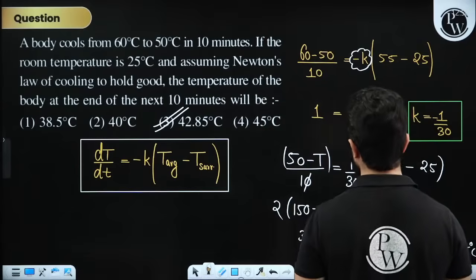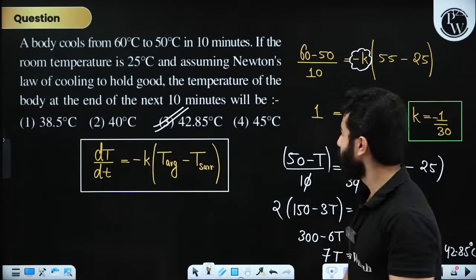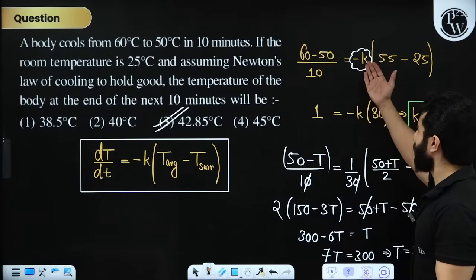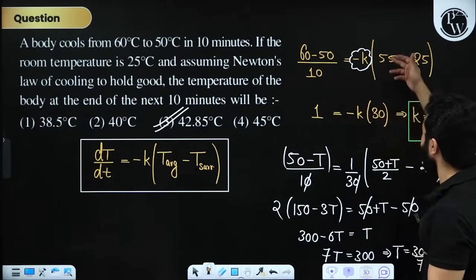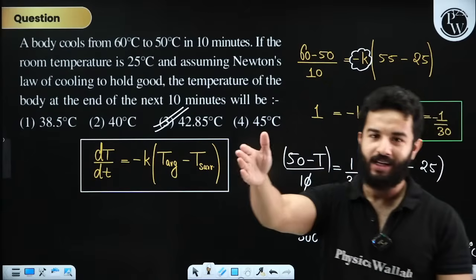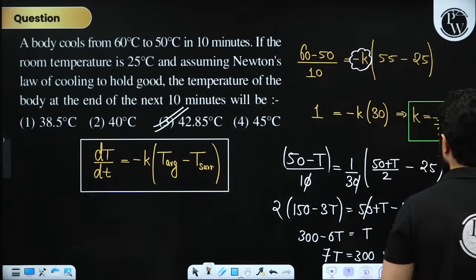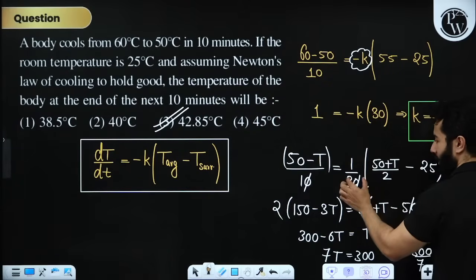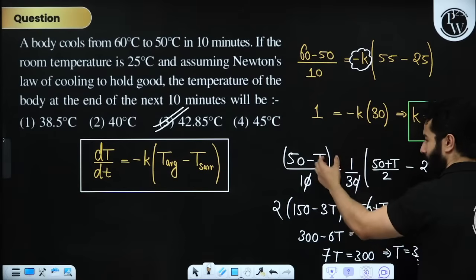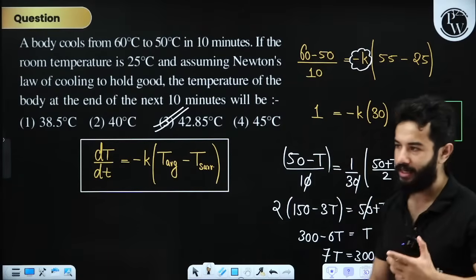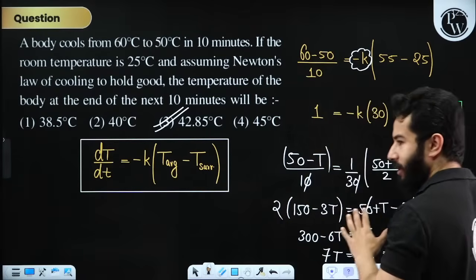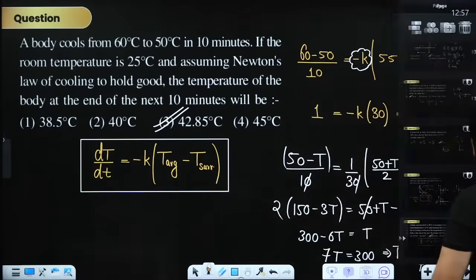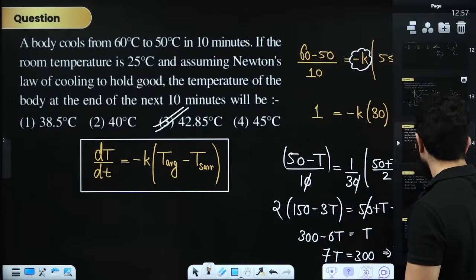Please remember, if a question comes from Newton's law of cooling, simply apply this equation and find out the value of K. For finding the average, go into the middle, and then after finding the value of K, substitute it in the next equation and find out the temperature that they are talking about. A very similar type of question usually comes from this topic. Moving on to the next question.